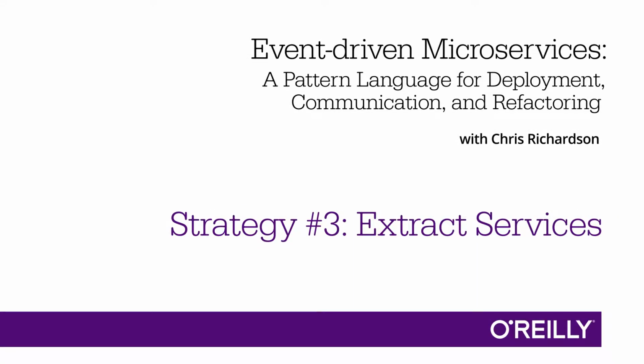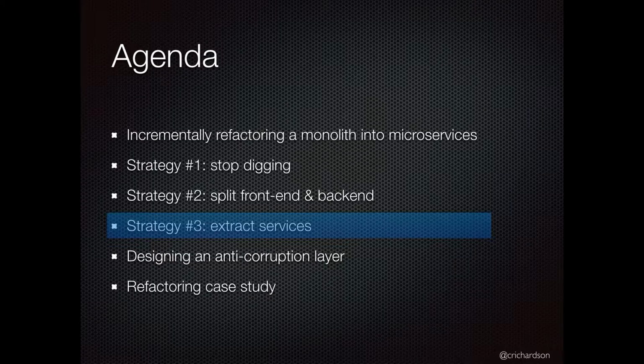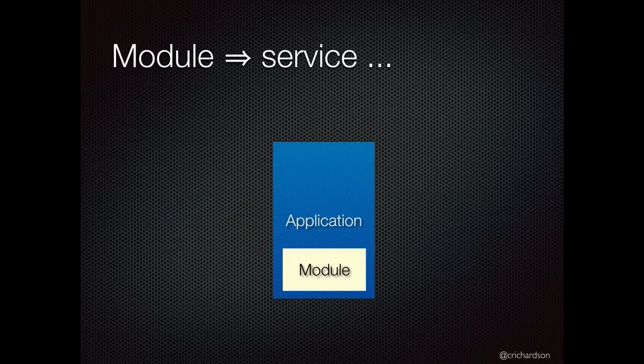Another important strategy that you can use to refactor your monolithic application into a set of services is to take modules inside your monolith and turn them into standalone services. So in this segment, we're going to describe this approach in a bit more detail. The basic idea is to identify a module inside your monolithic application that would be a good candidate to turn into a standalone service.